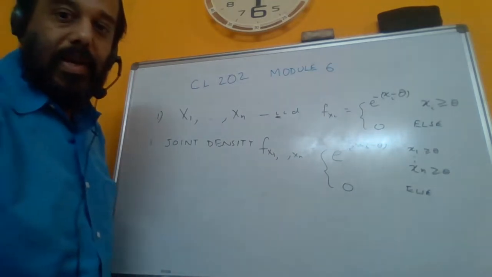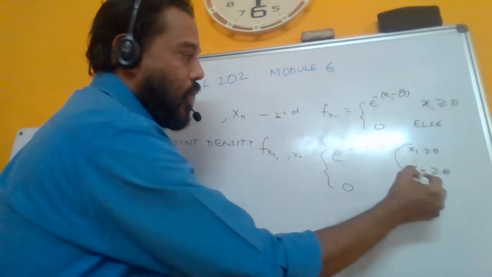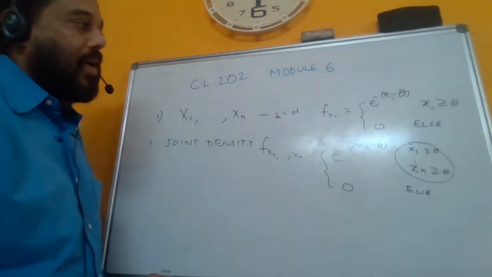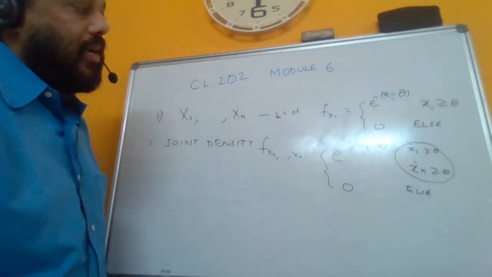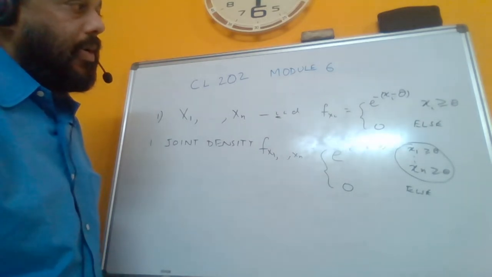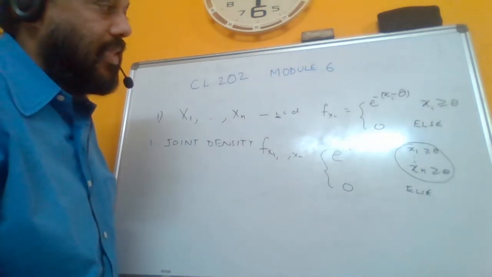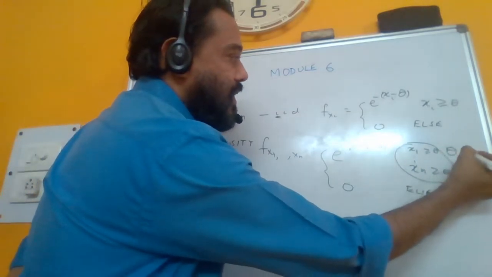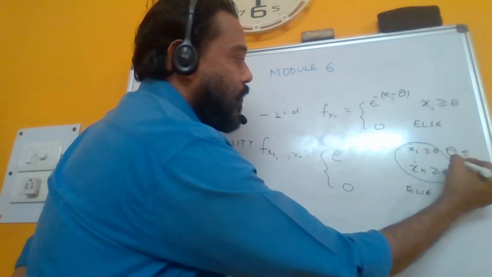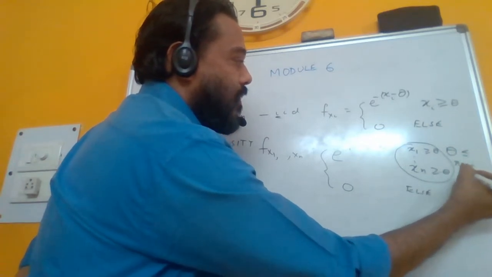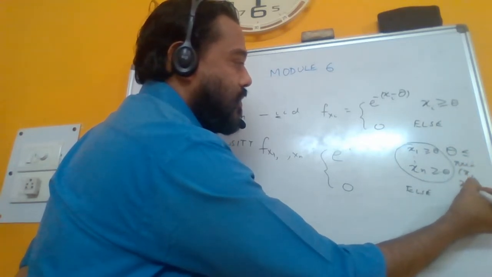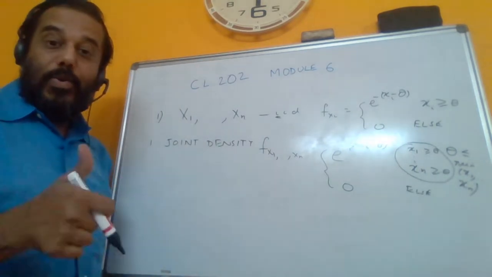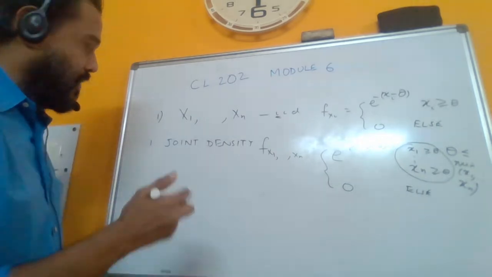Note that all these inequalities can be represented very simply by saying that theta is less than or equal to the minimum of x1 to xn. Okay, that's another way of writing it. All right, so you have your joint density. What was the second step?